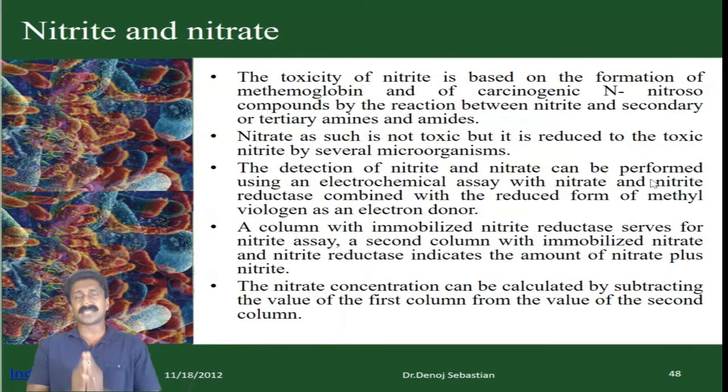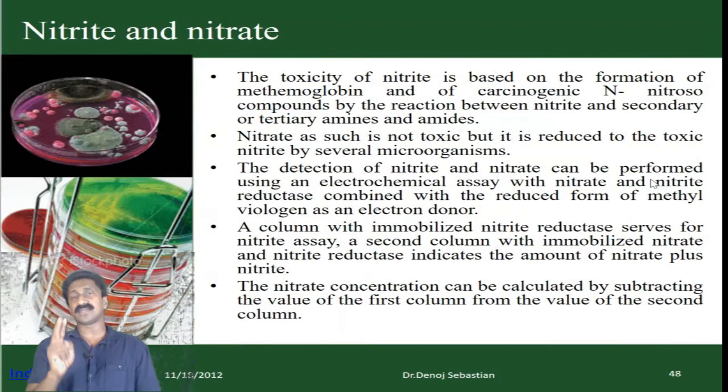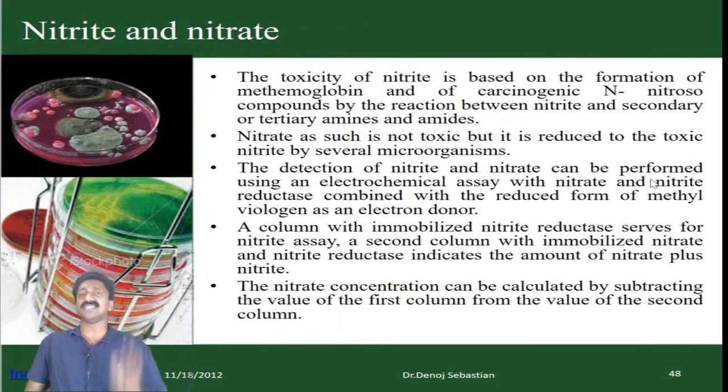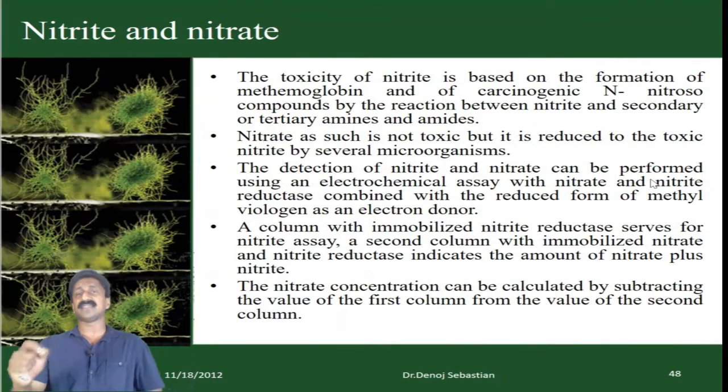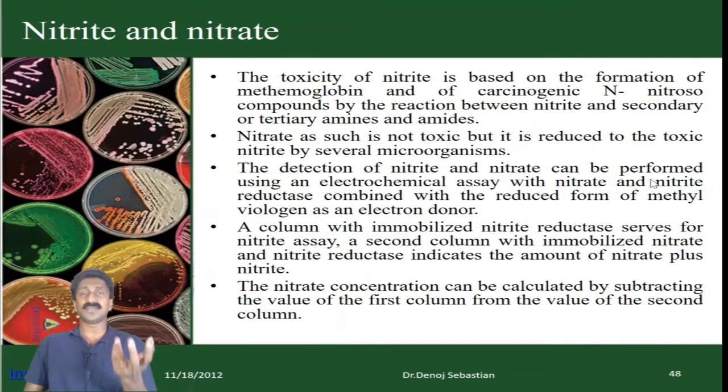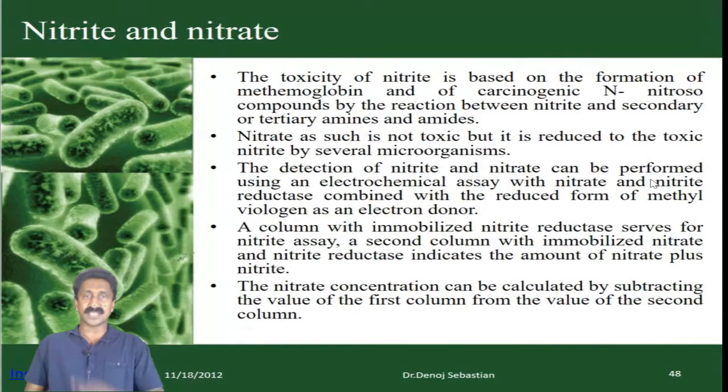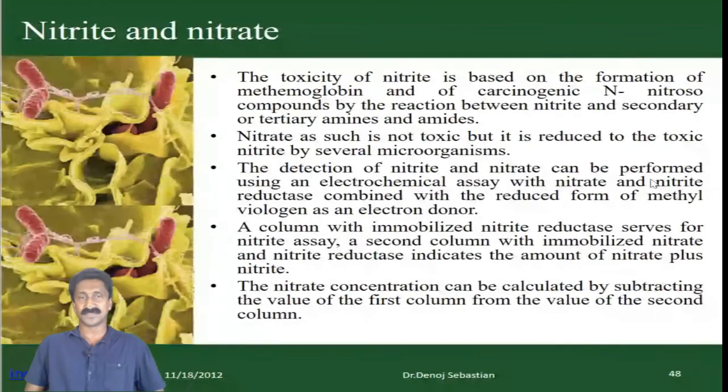So for the actual detection, you need two different columns. One with an immobilized nitrate reductase, and the second column with a combination of nitrate and nitrate reductase. Why is it so? Because if you want to calculate the quantity of the nitrate in the system, you need to subtract the actual quantity of the nitrite present in the system, because nitrite is an intermediate in the conversion of nitrate.